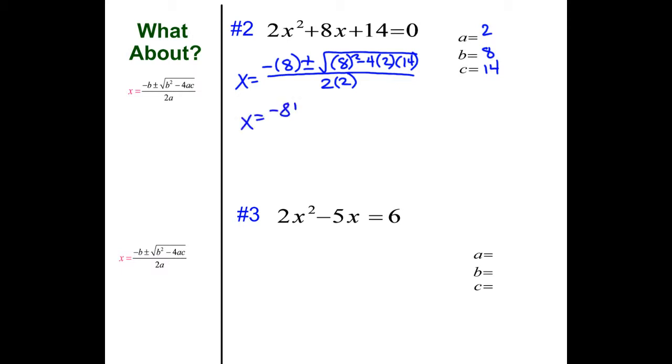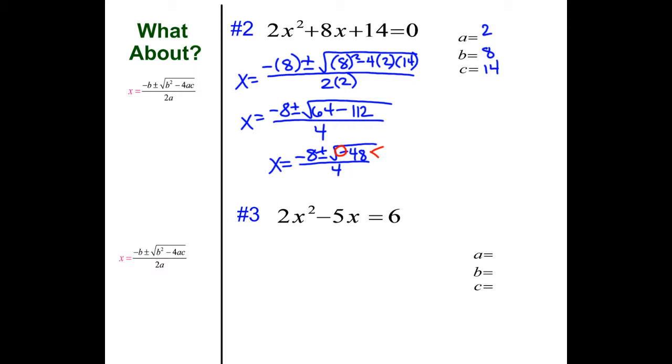Equals negative 8 plus or minus the square root of 64 minus 112, divided by 4. So now what you're going to notice is, oh goodness, we're going to have a negative number. We all know what that means. So negative 8 plus or minus the square root of negative 48 divided by 4. Well, first thing we know, we got a negative, so we have imaginary numbers. So that's going to make imaginary numbers.